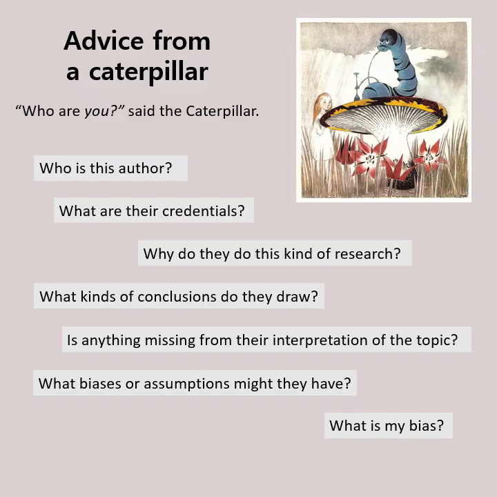Is anything missing from this interpretation of the topic? What biases or assumptions might they have? And also, what is my bias? And then beyond that, we can consider what groups of people typically study this aspect of my topic, and where does this piece of research fit within that framework? This helps us to create a literature review. For more on this, see our YouTube lesson on writing a literature review.